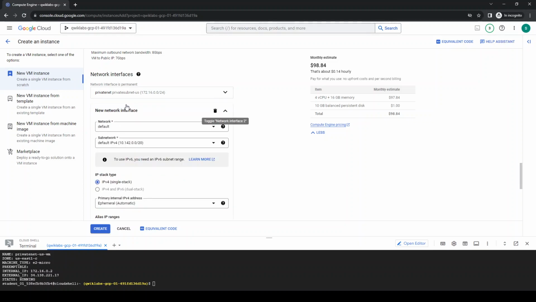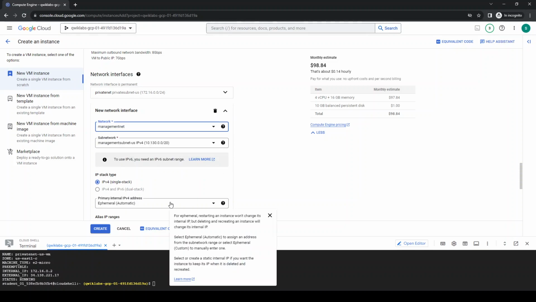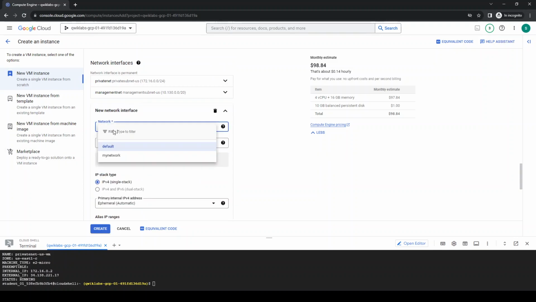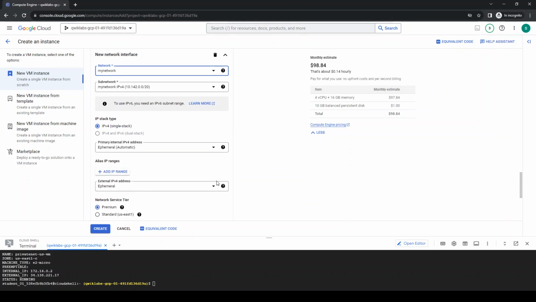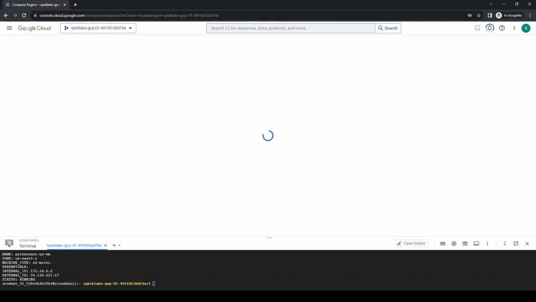So I want to add another interface. Management net. Done. I want to add another one. I'm gonna put my network and my network. Okay, let's create. So this has all the networks.